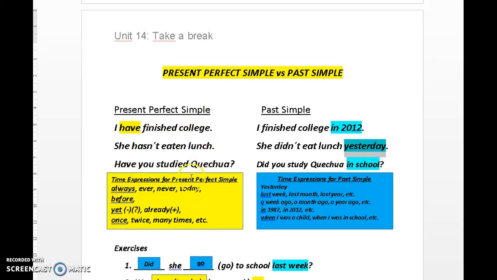Some time expressions that we use for present perfect simple are always, ever, never, today, before, yet for negative and interrogative, already for positive, once, twice, many times, etc. In past simple, we use these expressions: yesterday, last week, last month, last year, etc. A week ago, a month ago, a year ago, etc. In 1987, in 2012, etc. When I was a child, when I was in school, when I was 10, etc.